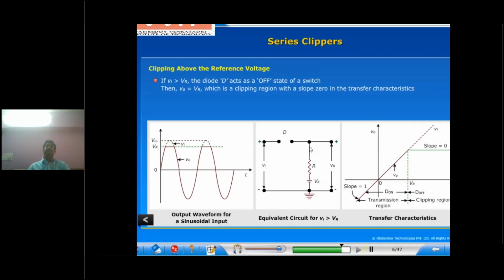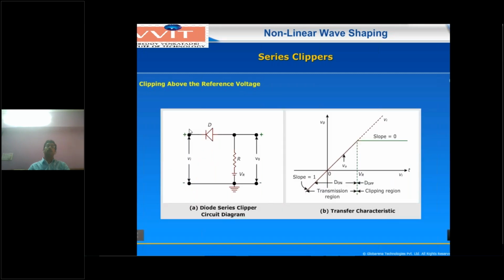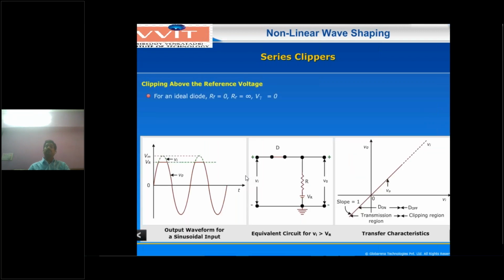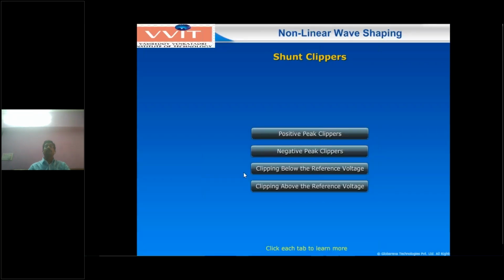Up to now you have seen series clippers, meaning that between the input and output, the diode is connected in series. Without reference and with reference, you have seen positive references, and similarly negative references will also be there, done in the same way. Now I am moving to the shunt clippers.